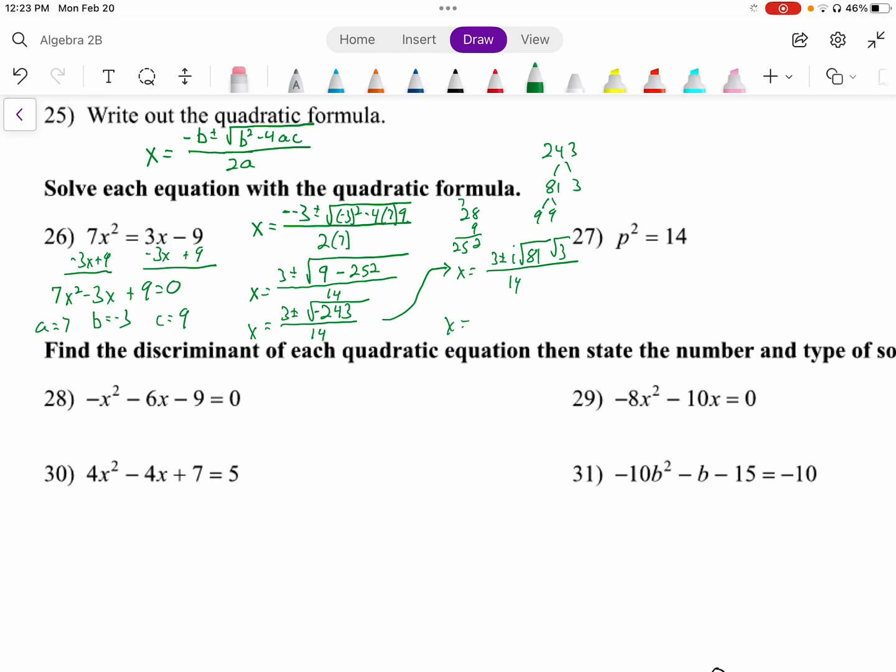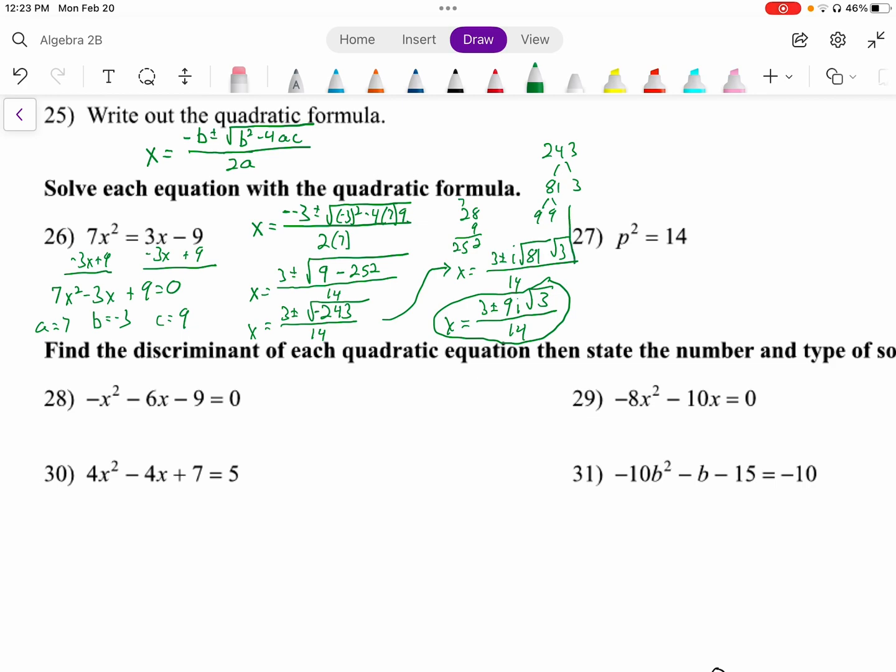So x equals 3 plus or minus 9i, because the square root of 81 is 9i, times the square root of 3, all over 14. That is our answer.